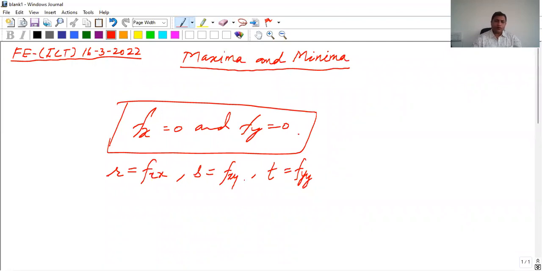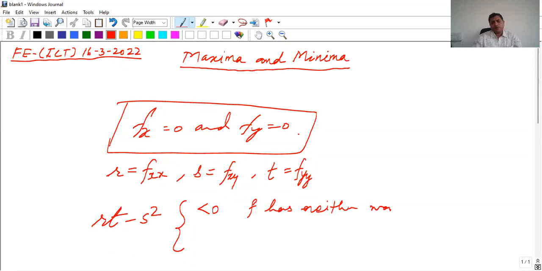Then we calculate the value of these derivatives at the given stationary value. After calculating, we consider rt minus s square. If rt minus s square is less than zero, then we conclude that f has neither maxima nor minima.